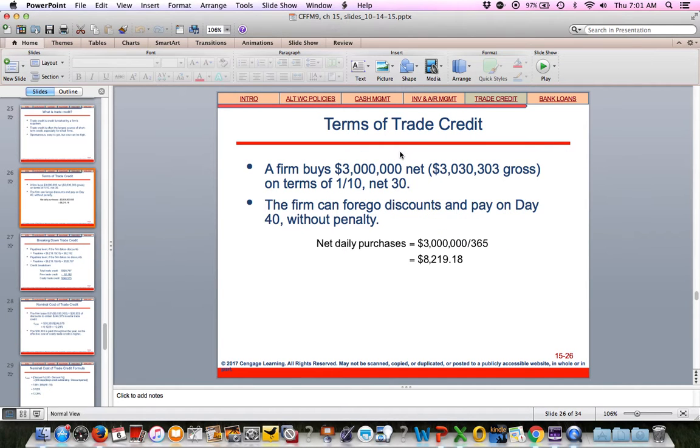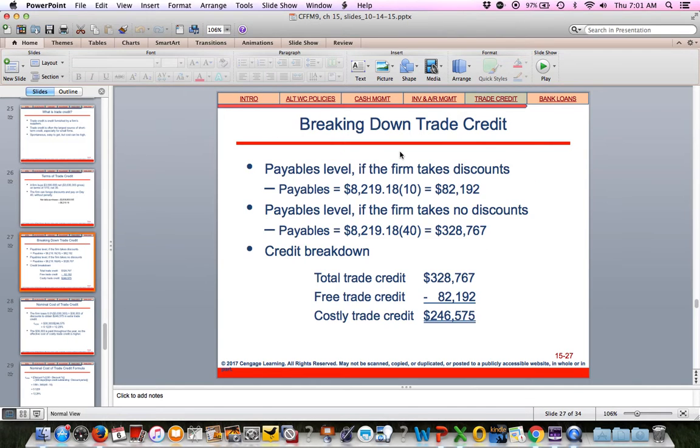So it says here, if a firm buys $3 million net, which is $3,030,303 gross, on terms of 1/10 net 30, the firm can forego discounts and pay on day 40 without penalty. And so it just says here, my net daily purchases then is 3 million divided by 365, which is 8,219. But we have to look at this a little bit closer. Okay, so there's my daily purchase number.